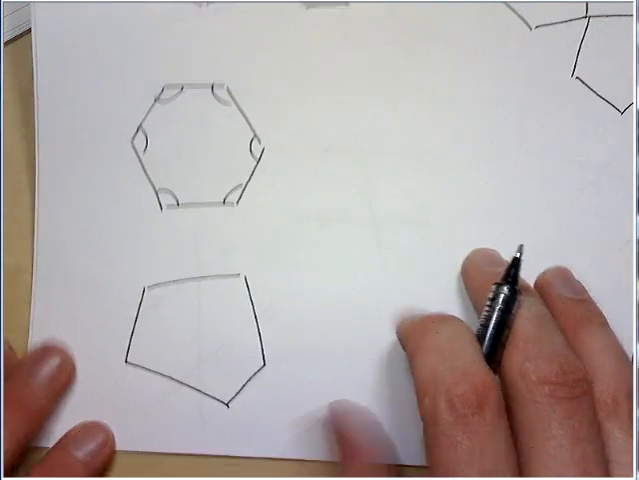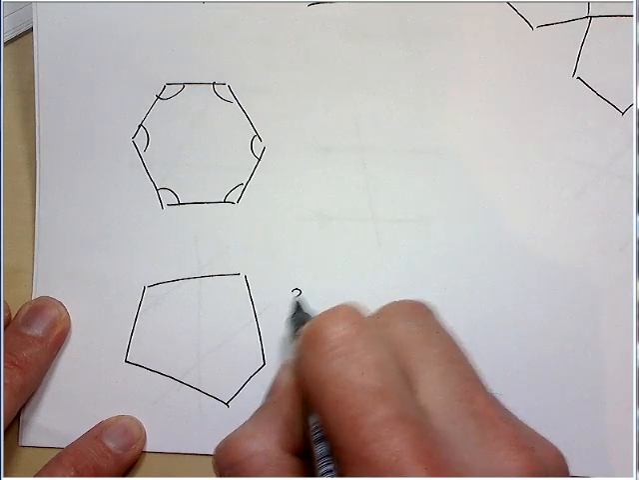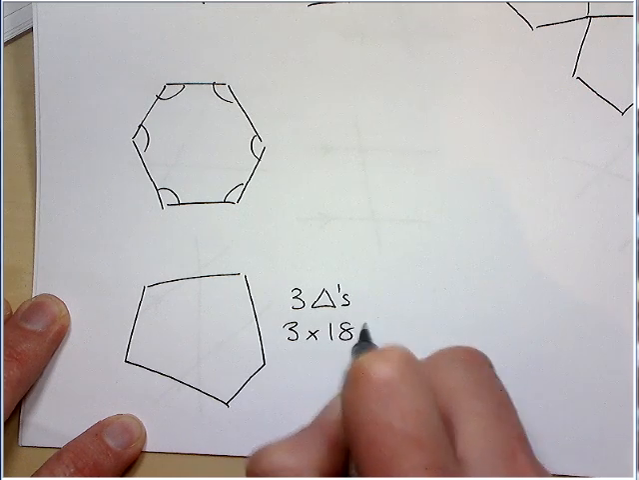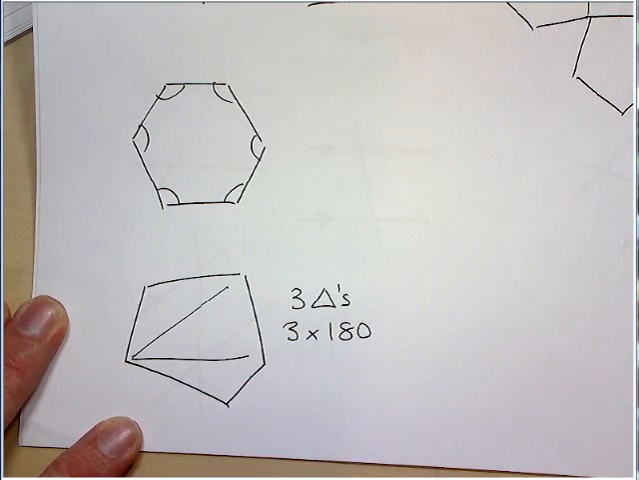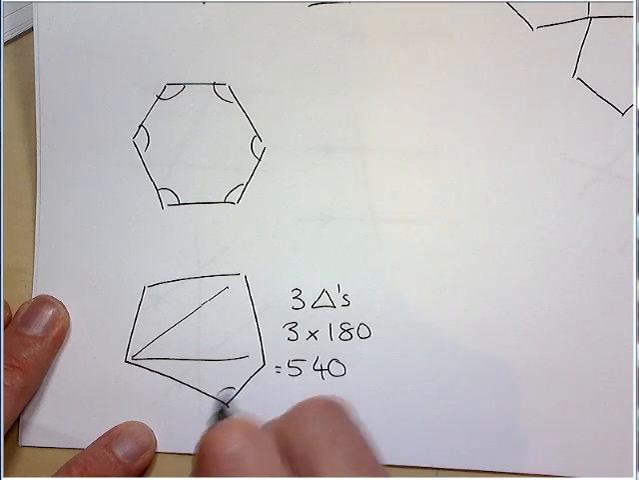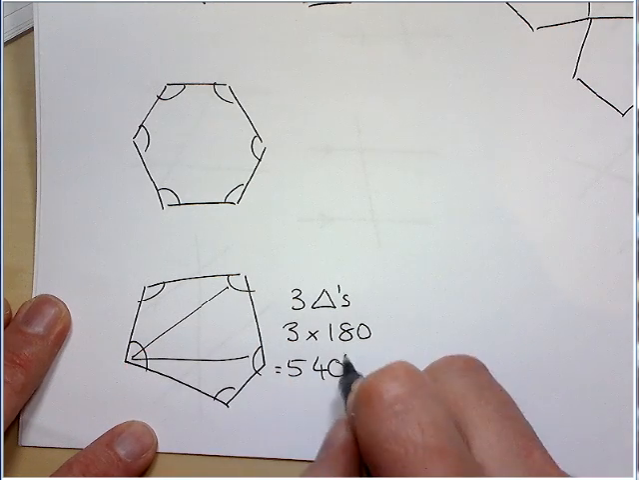So I could draw the triangles, but because there's 5 sides, if I take away 2, there's 3 triangles, each of those having 180 degrees in. I'll show you. There they are. And that is a total of 540. So these interior angles must add up to 540.